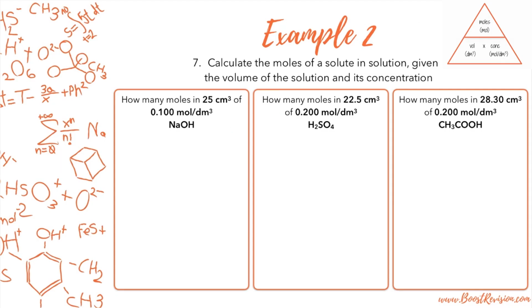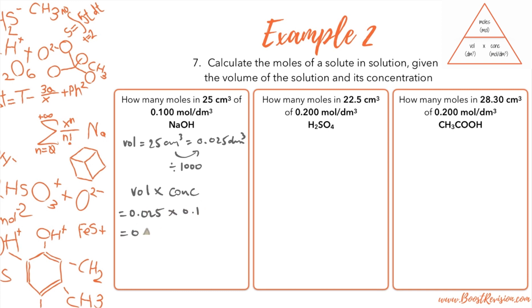Let's just have a look at some examples where we calculate the moles from volume and concentration. It's a good idea to have a go at these first, they're in your PDF booklet, before you watch the rest of the video. Right, so we've got NaOH, which is sodium hydroxide, and we have 25 centimetres cubed of it, and a concentration of 0.1 moles per decimetre cubed. So we need to first convert the centimetres cubed to decimetres cubed by dividing by 1,000. That gives us 0.025. And then we do 0.025 times 0.1, which gives us 0.0025 moles.